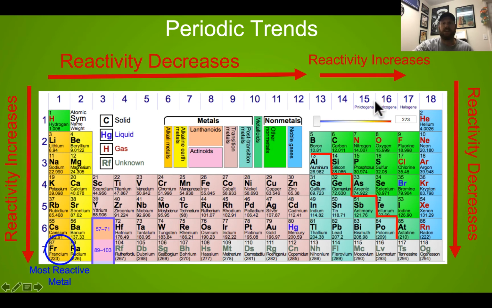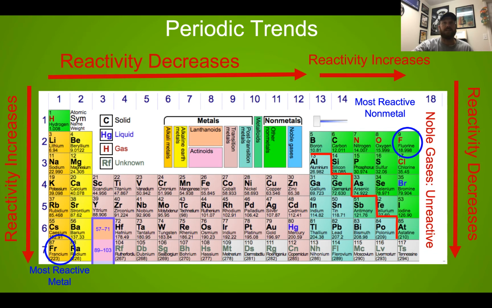Let's move to the right side of the table and consider the nonmetals. Starting at the staircase, the reactivity of nonmetals increases as you move from left to right across the period. Looking down a group, the reactivity of nonmetals decreases. This means that fluorine is the most reactive nonmetal. Now keep in mind that noble gases are inert. They do not react. So I am ignoring those elements when discussing reactivity. We will talk about why noble gases are unreactive here in a second, so just be patient.